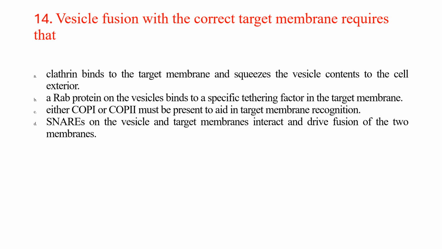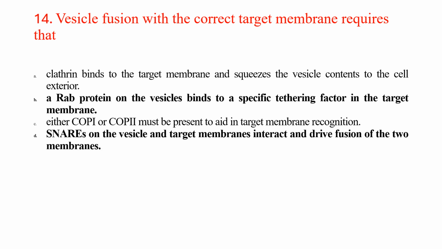The answer is twofold here. When we talk about vesicle fusion, very simply, it's a two-step process. First, the Rab protein on the vesicles has to bind to a specific tethering factor in the target membrane, and the snares on the vesicle and target membranes interact and drive fusion of the two membranes. So it's going to be B and D.